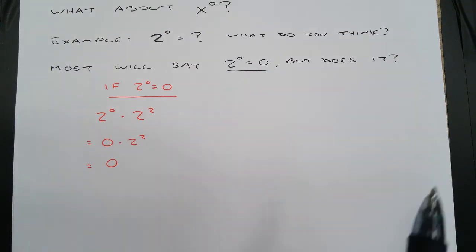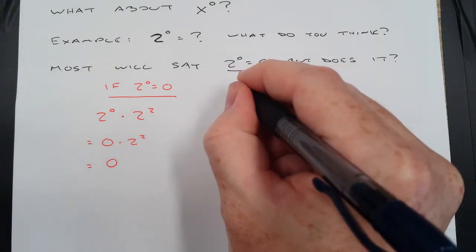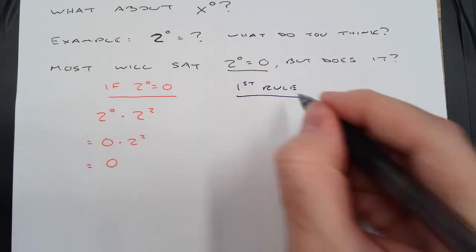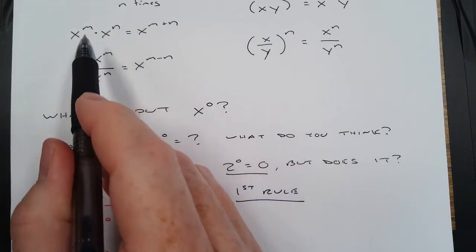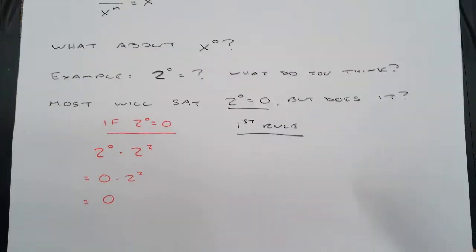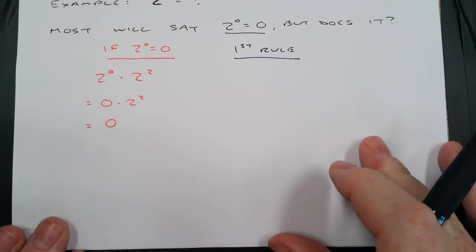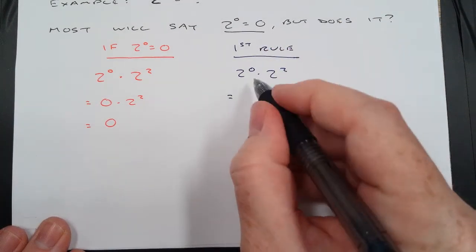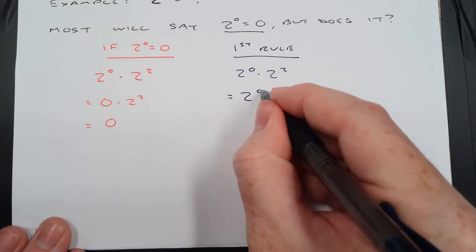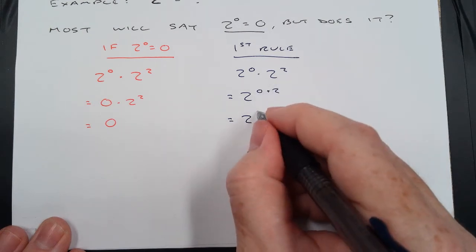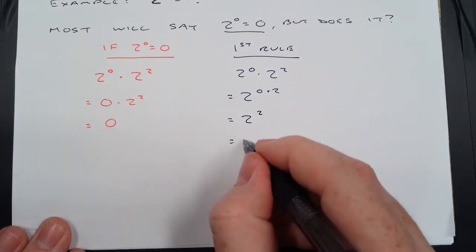But what about if we go back and we use the first rule that we learned in lesson 2? Here it is right here. X to the m times x to the n equals x to the m plus n. Let's use that rule for the same problem. For the same problem, we have 2 to the 0 times 2 squared. And this time we're going to follow the rule and add the exponents. 0 plus 2 is 2, and 2 squared is 4.